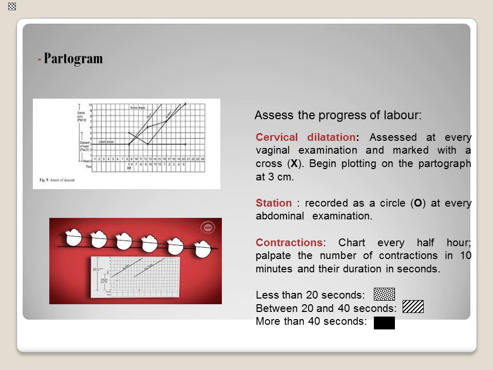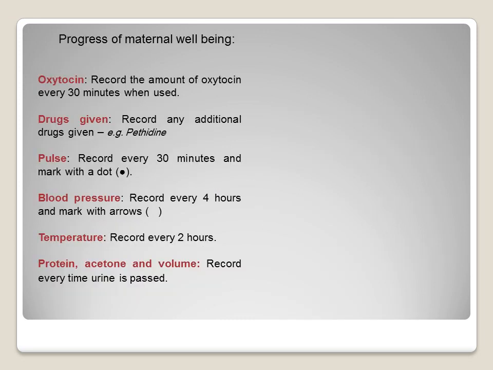الكونتراكشن الشارت every half hour، هنا راح نقيس بيه duration of the contraction والnumber of contraction in 10 minutes. شلون نمليها بالبارتوغراف؟ طبعا عبارة عن رسم، ممكن punctate منقطة إذا كانت less than 20 seconds، ممكن تكون بشكل يعني oblique lines الخطوط مائلة between 20 and 40 seconds، وإذا كانت more than 40 seconds راح تكون عبارة عن block quarter.